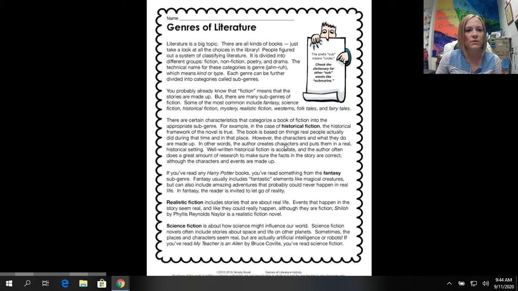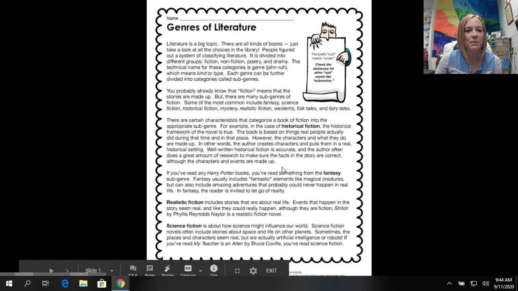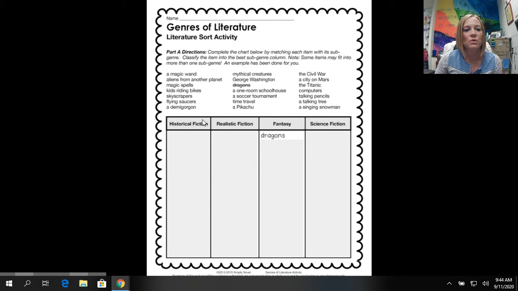So to go over these, some of the most common fiction types are fantasy, science fiction, historical fiction, mystery, realistic fiction, westerns, folk tales, and fairy tales. Down here at the bottom, it describes each of these to us, but I'm going to go to the next page. So historical fiction is whenever a book talks about something that happened in history, but there's made up characters. So part of it might be true, it did happen in the past, but a lot of the stuff is also made up.